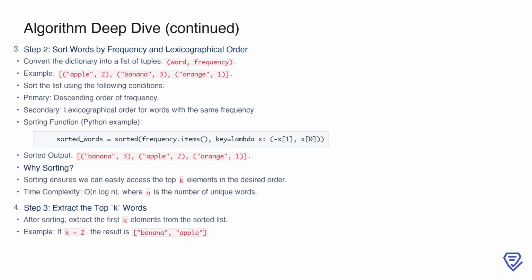Sorting ensures that the words are arranged in the desired order, and from here, we can easily extract the top k elements. Although the sorting step has a time complexity of O(n log n), it simplifies the problem significantly, as we can directly retrieve the top k words from the sorted list.